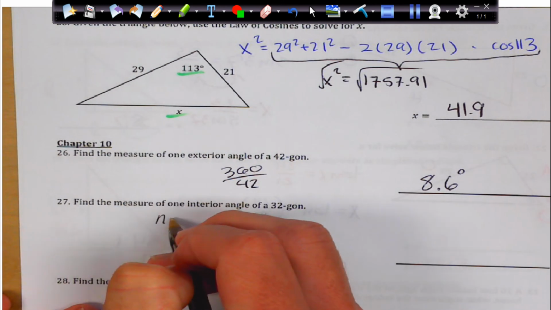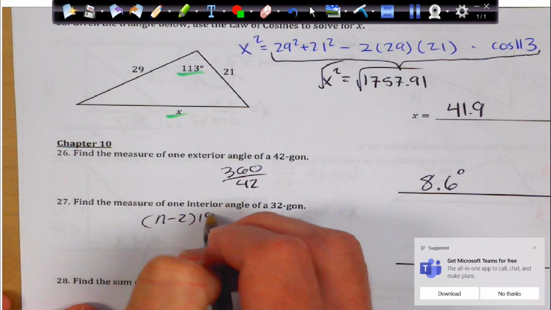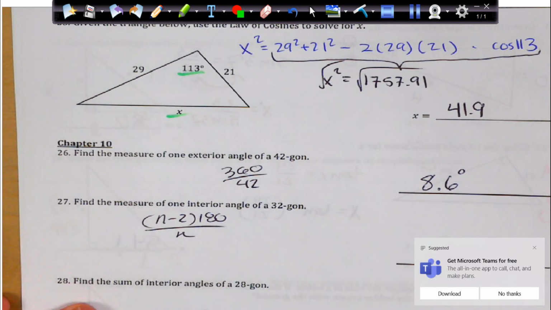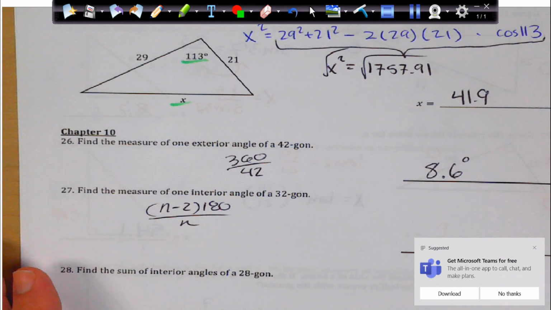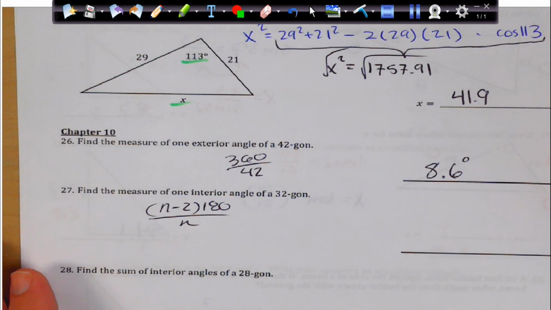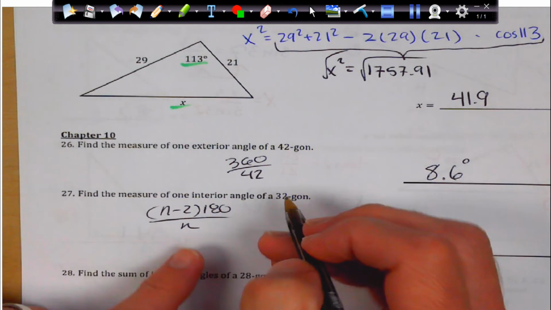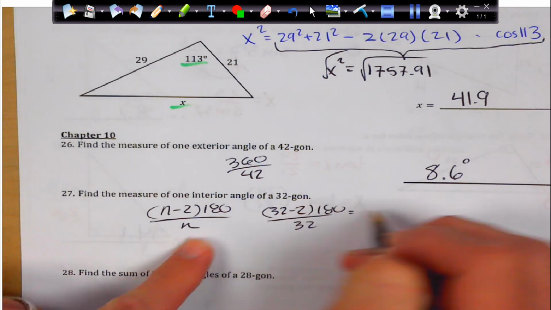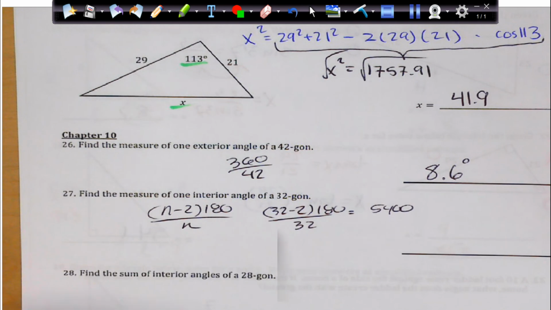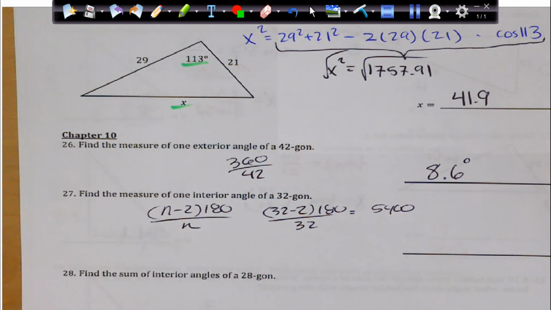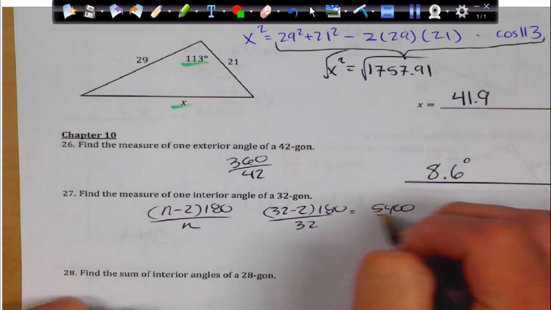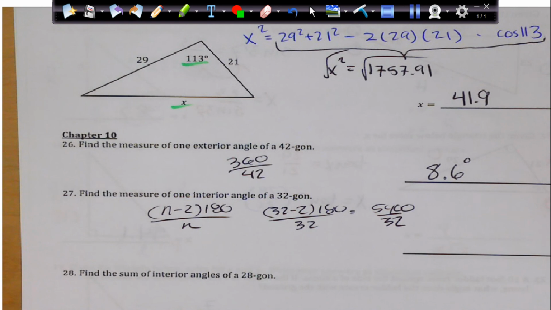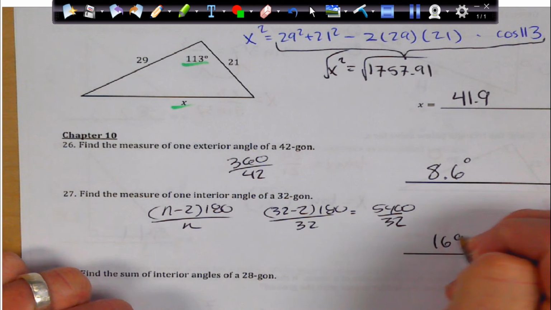The measure of one interior angle, I'm going to have to do the sum formula and then divide it by the number of sides. So I can do that. So my computer is giving me all sorts of updates, but not right now. So I'm going to put 32 minus 2 times 180 divided by 32. So the top's actually going to evaluate to the sum, which is 5,400. And then once I have the sum, I can divide it by 32. And when I do that, I end up with about 168.75 degrees.